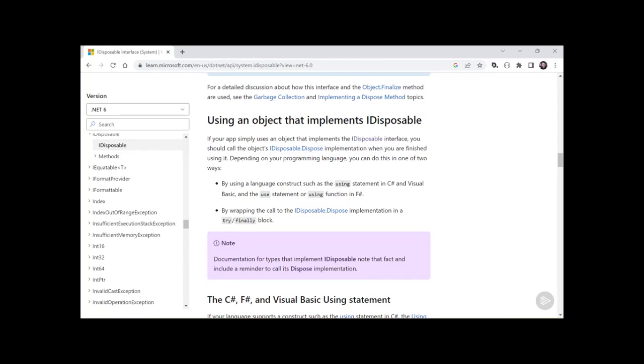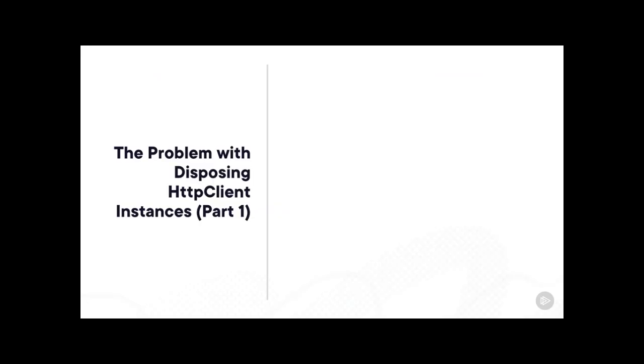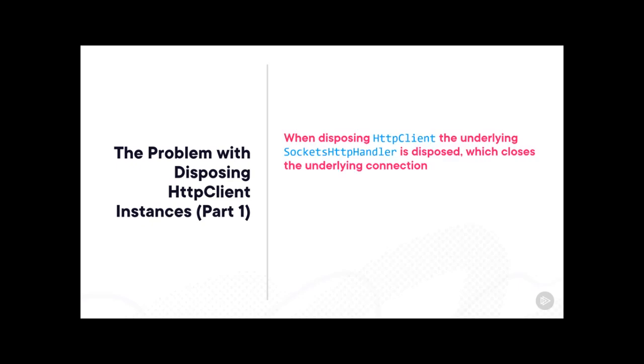Because of that, in a lot of online samples, you'll find that HttpClient instantiation is wrapped in a using statement. Even though it's counterintuitive, this is wrong. The reason for this is that when HttpClient is disposed of, the underlying SocketsHttpHandler is disposed of as well. As we learned in the beginning of the course, it's this handler that is responsible for making the actual requests. By disposing of it, the underlying connection is closed as well.